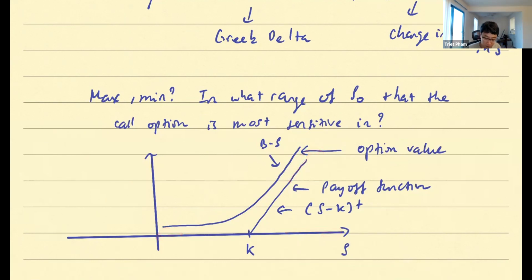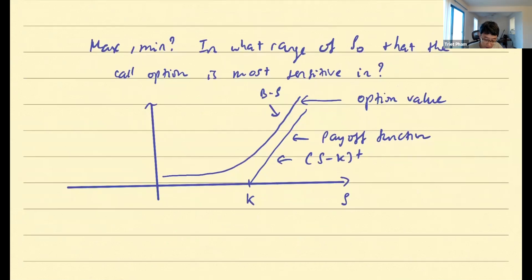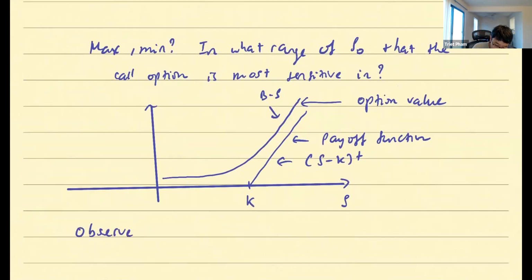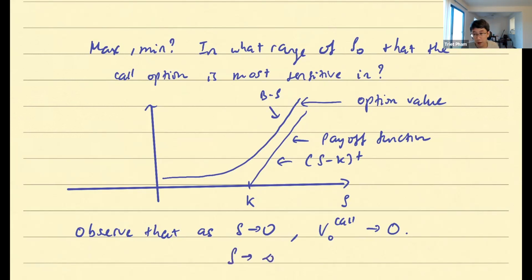In other words, observe that as S goes to 0, V0 goes to 0. As the stock price goes closer and closer to 0, it's flat. But as S goes to infinity, of course, V goes to infinity. But a more informative way to say this is that V call is going to be closer and closer to S minus K. That's this part.